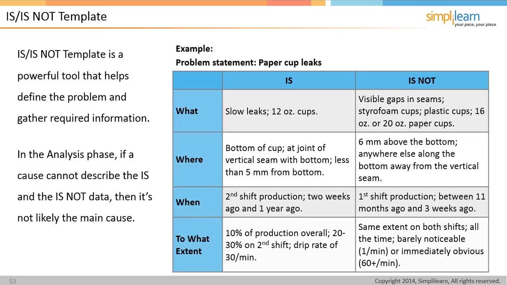Where? Bottom of the cup at the joint of the vertical seam with the bottom, less than 5 millimeters from the bottom. We know it's not 6 millimeters above the bottom, or anywhere else along the bottom away from the vertical seam. We know when: the second shift production 2 weeks ago and 1 year ago. We know when it's not: one shift production or first shift production between 11 months and 3 weeks ago. And to what extent: 10% of production overall, 20 to 30% on the second shift, drip rate of 30 per minute, I should say. And we know it's not the same extent in both shifts all the time, barely noticeable, 1 per minute, or immediately obvious, and so on.